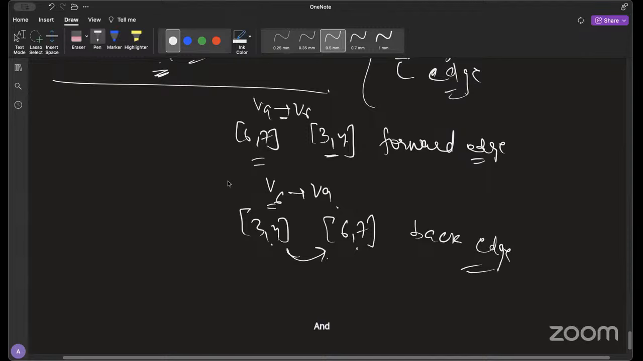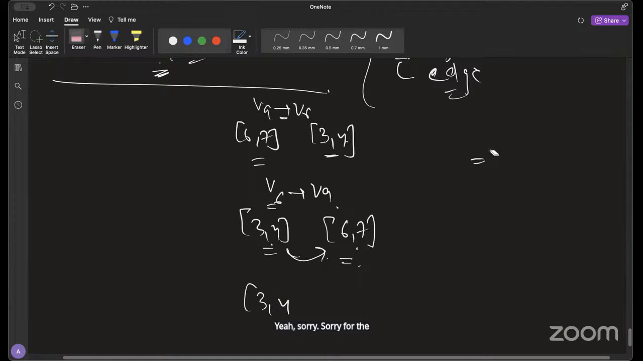And if in case you see that these two intervals are disjoint, let's just say you have an interval 3, 4. Okay, wait. They are already disjoint. Sorry for the confusion.